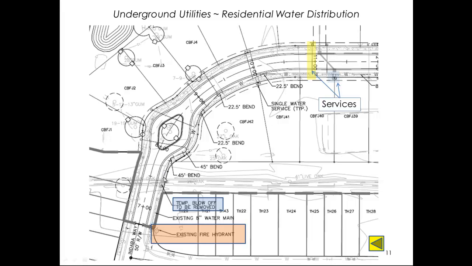street pavement. Notice that whenever the pipe must change direction, such as here and here and here, that standard bends or fittings are used. And last, notice how individual water services are installed during the construction to each lot.